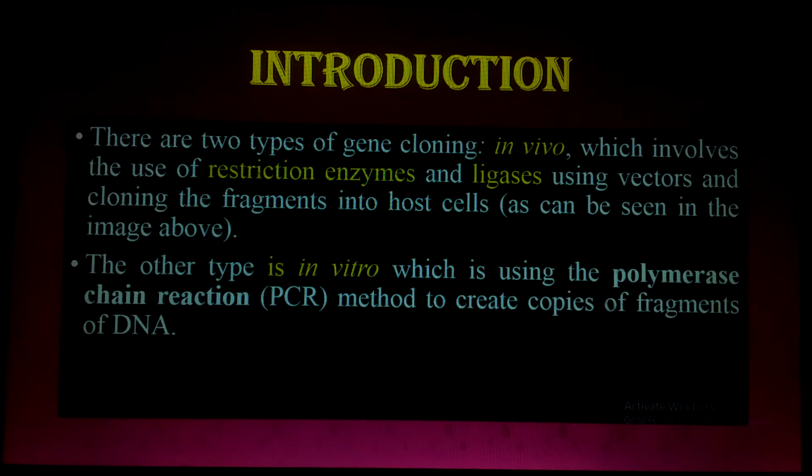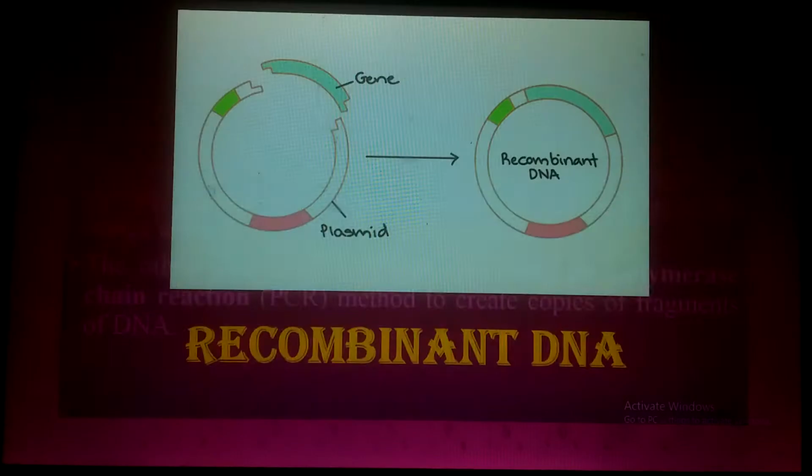In vitro uses the polymerase chain reaction (PCR) method to create copies of fragments of DNA. Hundreds and thousands of copies of the DNA can be produced by PCR. This is in vitro, and the other is in vivo, which is inside the host cell, like a bacterial cell. So is the concept clear about in vivo and in vitro cloning?